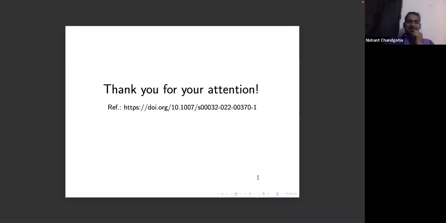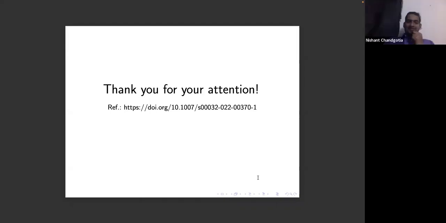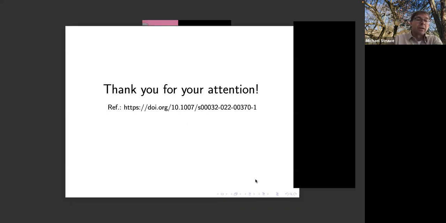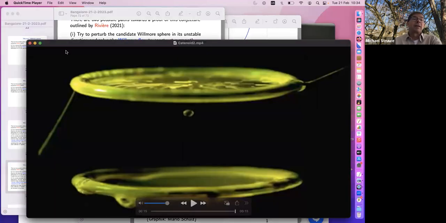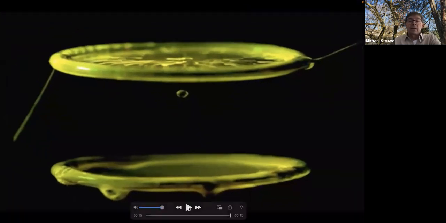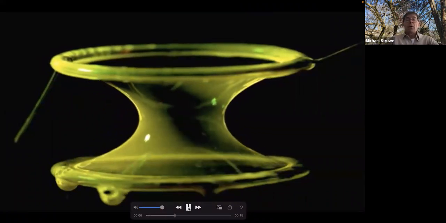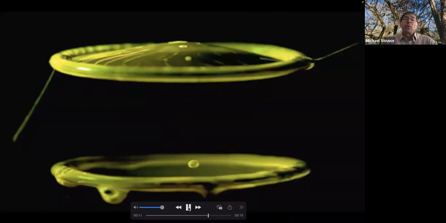So there's a question which I had asked you yesterday, in fact, as well, about the dynamics. Do you have any comments on that, or is this something which has been studied a lot? So you are referring, I think, to this video where you see the dynamics of the degeneration of the annulus surface to a pair of disks.